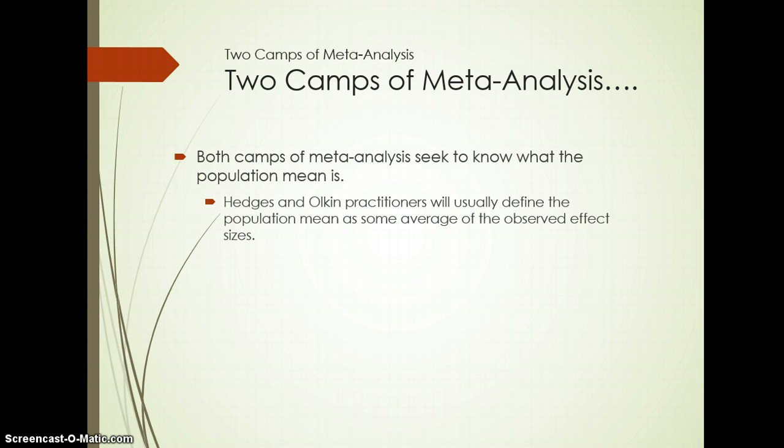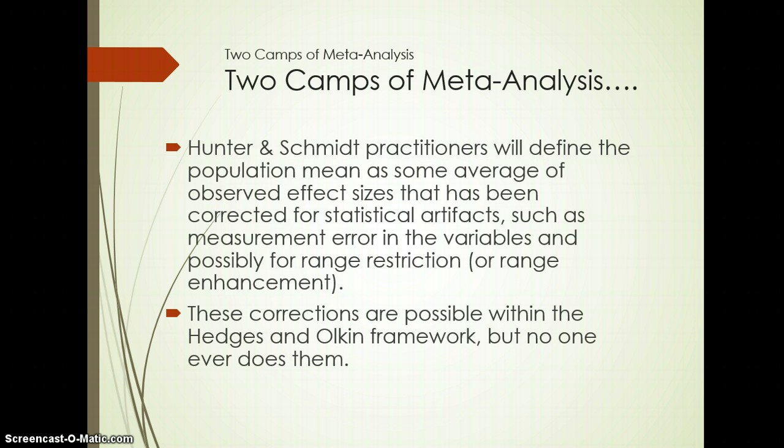Okay, so when we're looking at these two different approaches of meta-analysis, they are both out to identify what the population mean is. When Hedges and Olkin users refer to the population mean, they're defining the population mean as some average of the observed effect sizes, so what we can actually see. Compared to the psychometric approach, those who use the Hunter and Schmidt tradition define the population mean as some average of the observed effect size that has been corrected for statistical artifacts such as measurement error in the variables and the possibility for range restriction or range enhancement.